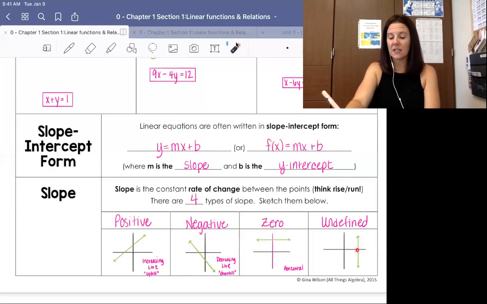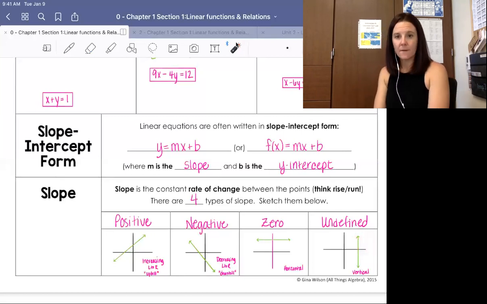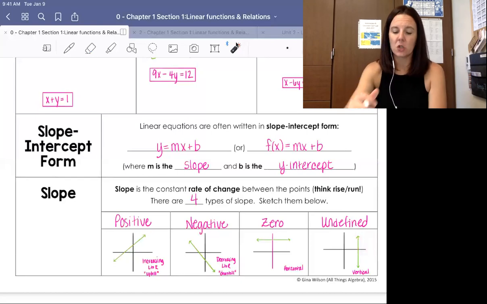So for instance, if I take a point here and a point here, and I look at the rise, it goes up, I don't know, however many units that is, we'll say 4. But left and right, it doesn't go any distance at all. So 4 over 0 is not defined. So that would be a vertical line. Undefined slope means that it is vertical.